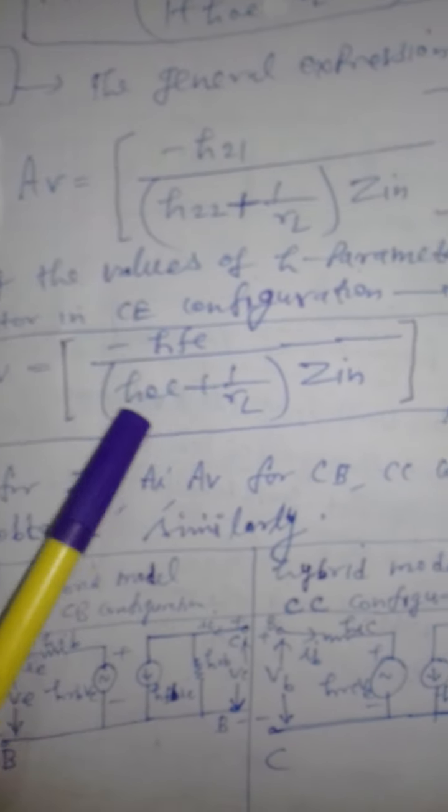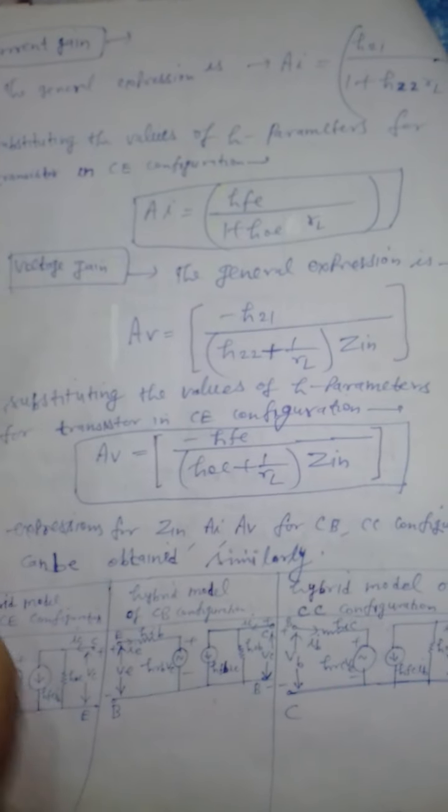Third term is voltage gain. The general expression is given by this formula. AV is the voltage gain. It is equal to minus H21 divided by H22 plus 1 by RL, into Zi. Replace these parameters, you will get AV is equal to minus Hfe divided by Hoe plus 1 by RL, into Zi. So expressions for Zi, AI, AV for common base and common collector configurations can be obtained similarly. All these things were for common emitter configuration. Obviously you can write all those formulas for common base and common collector configurations also.